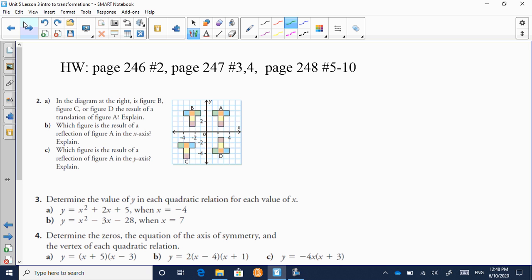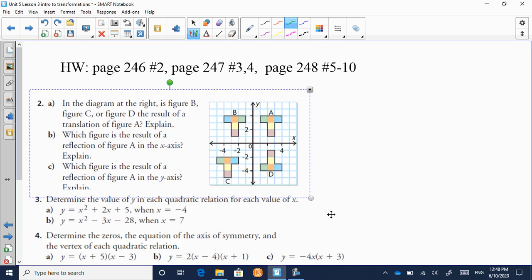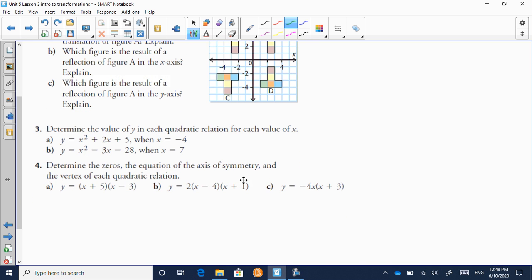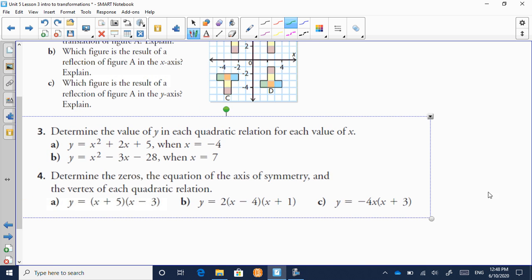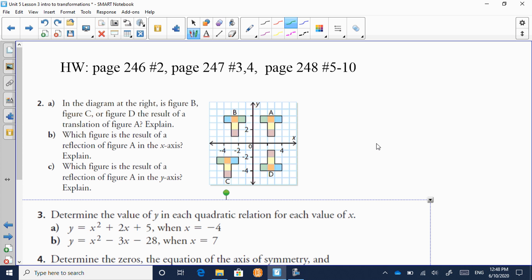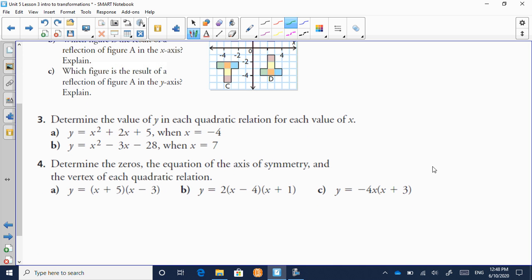So your homework is, here they are. You're going to be practicing some translations and transformations. So in question 2, they ask about which one of them were reflections and so on. So have a look at that diagram. Number 3 gets you to practice working with parabolas. And so here, all they want you to do is substitute your -4 in for your x in each case and solve for y, or substitute in the second one, substitute 7 in and solve for y.